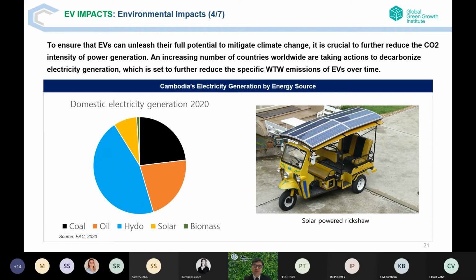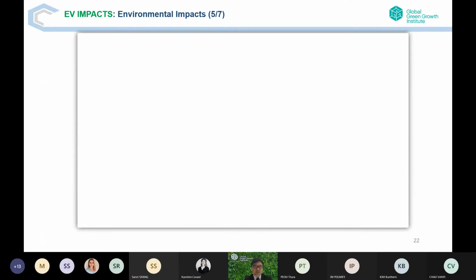So I know that Professor Kim is already researching utilizing solar panels on the tuk-tuk. So I hope to share this slide.